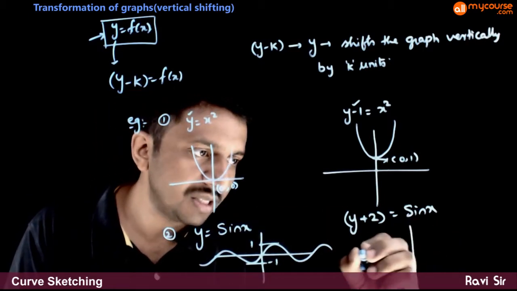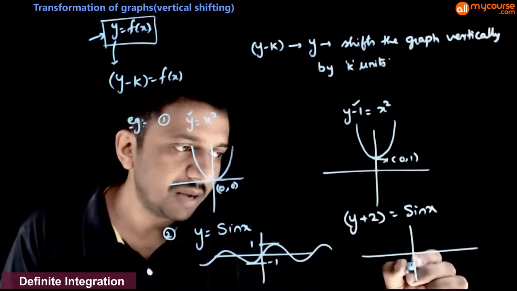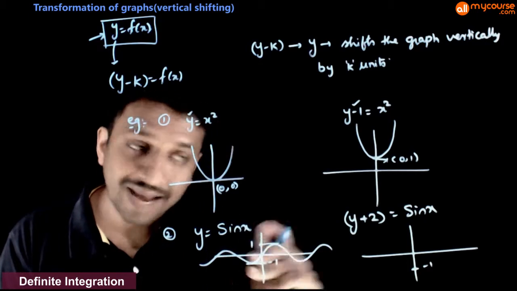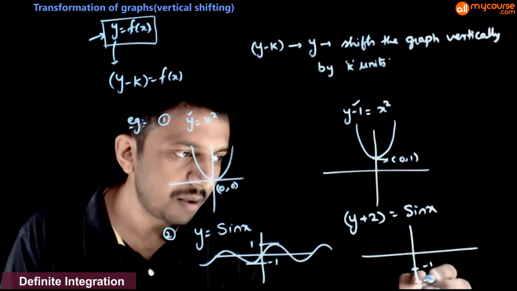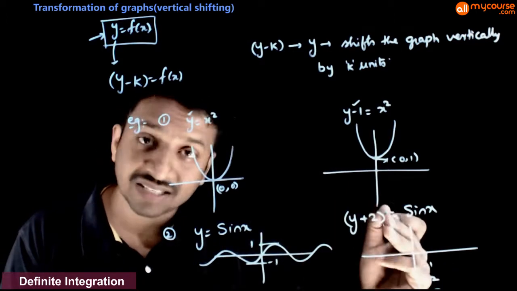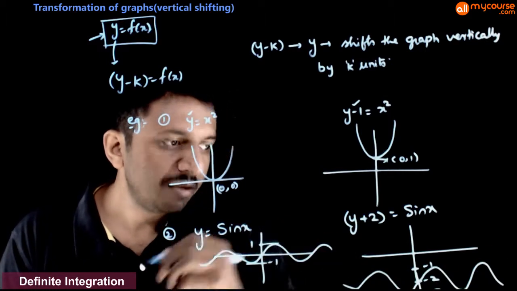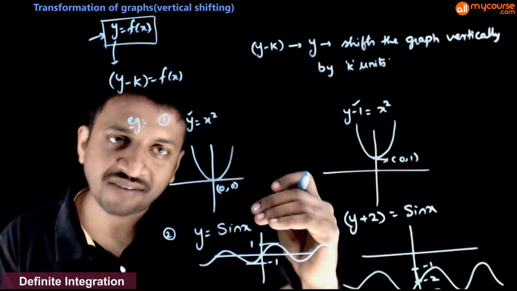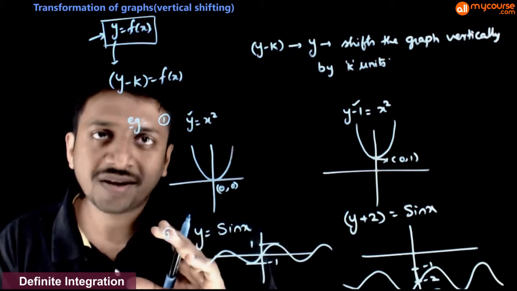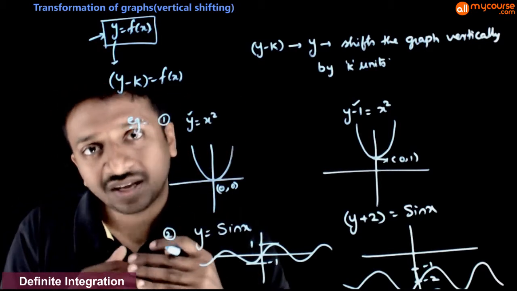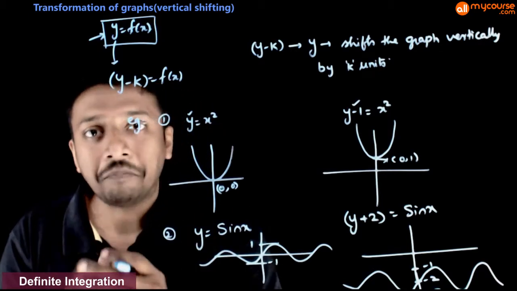That is, every point on this graph uniformly shifts 2 units downwards. So this 1 becomes minus 1. And this minus 1 becomes minus 3. And the 0 becomes minus 2. So this time this graph will lie between minus 1 and minus 3. Just this graph has shifted 2 units downwards. So I hope you understand how to shift curves upward, downward, horizontal forward, horizontal backward.